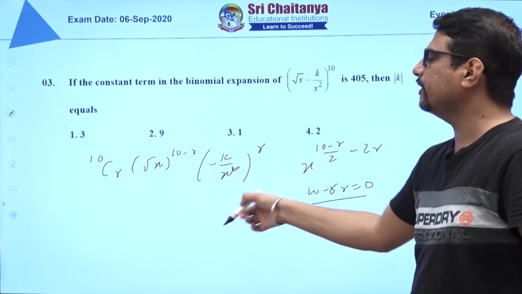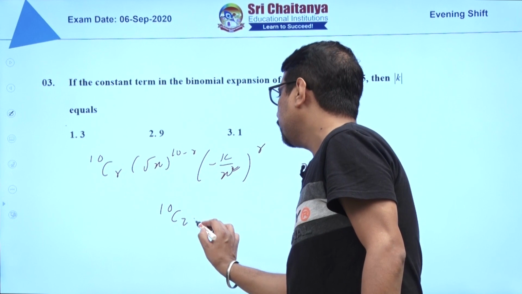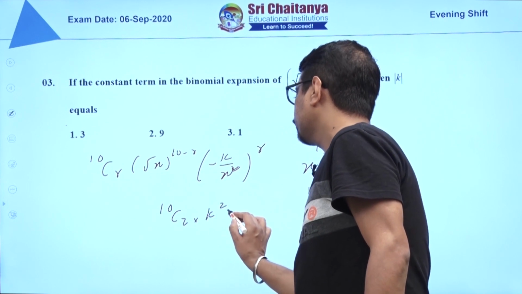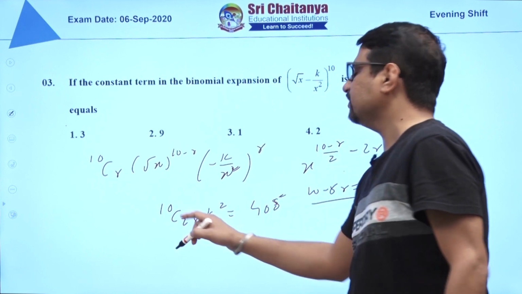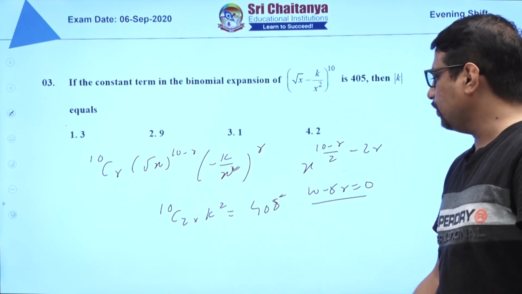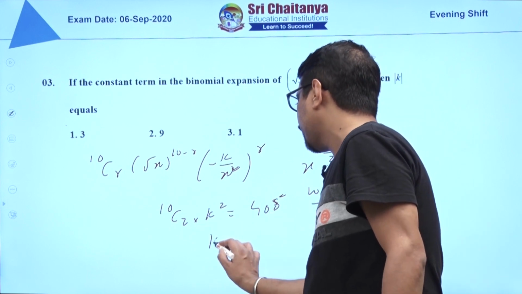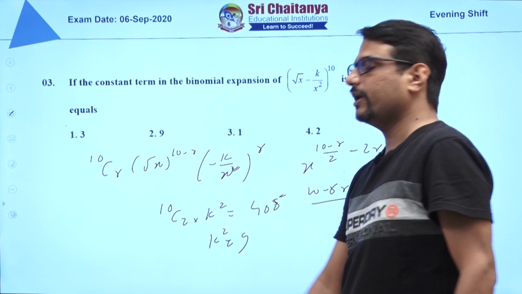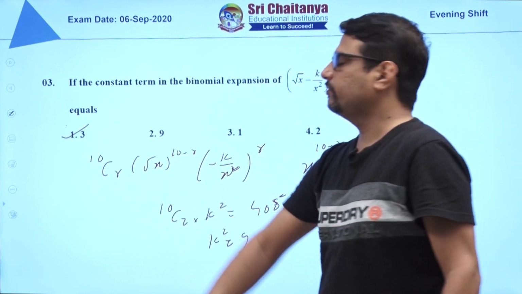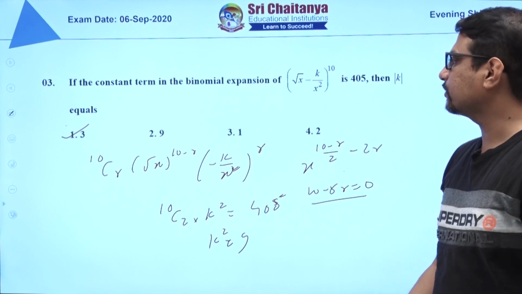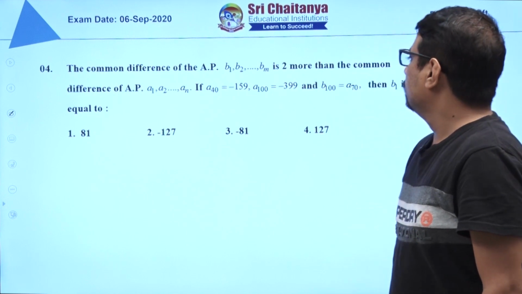Once you get r equals to 2, here you have to substitute. When you substitute it here, you get 10c2 multiplied by k square. This is given as 405. Now we know that 10c2 is 10 into 11 by 10 into 9 by 2, which is 45. 45, this will give you k square equals to 9. So k square equals to 9 means mod k equals to 3. So mod k equals to 3. First option is correct. Let us move to next question. The common difference here, two arithmetic progressions are given.